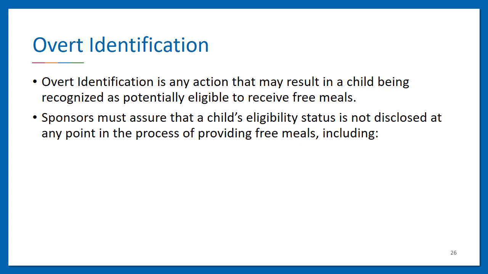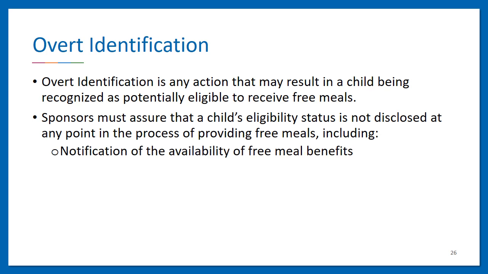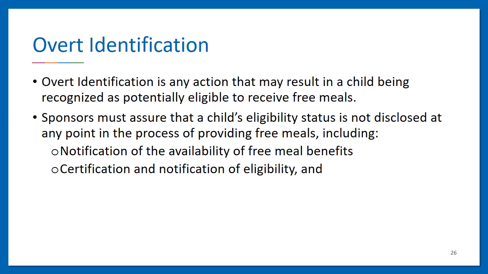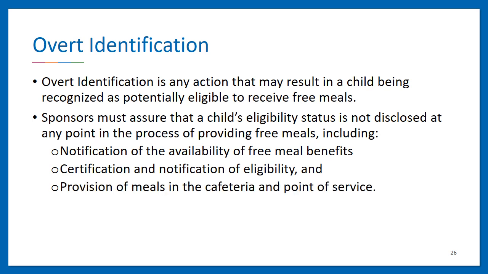Overt identification is any action that may result in a child being recognized as potentially eligible to receive or certified for free or reduced price school meals. At all times during the participant eligibility determination process, sponsors must be sure to prevent overt identification. Sponsors must assure that the child's eligibility status is not disclosed at any point in the process of providing free meals, including notification of the availability of free meal benefits, certification and notification of eligibility, and provision of meals in the cafeteria and the point of service.